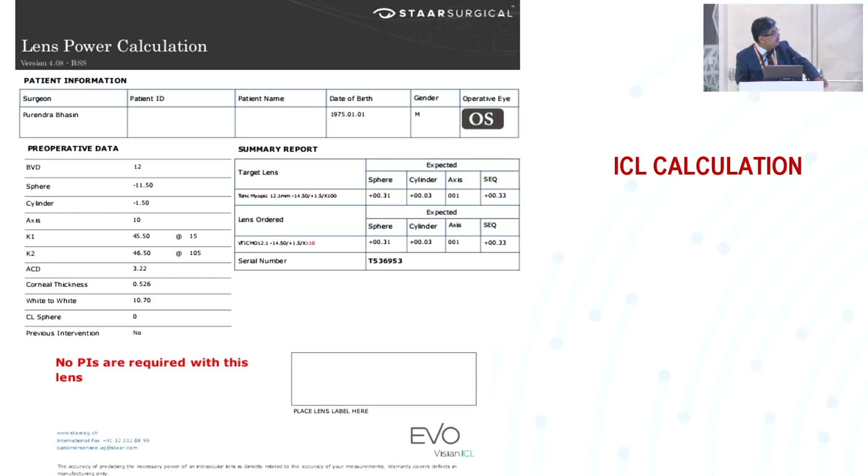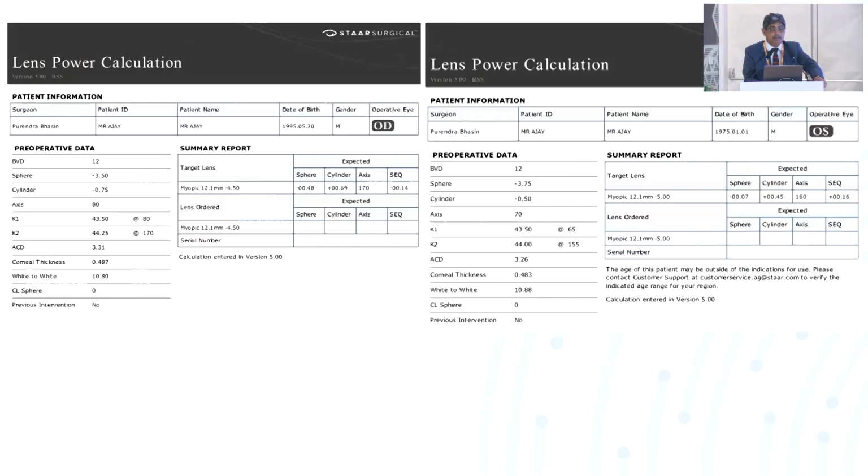And keratometry we should check. Corneal thickness is there, and white to white, whatever we have measured, is mentioned over there. And on the right side is the lens which they are recommending, and what will be the residual expected refractive error after the implantation of the lens. And we should check for the size of the lens, which is 12.1 millimeter in this particular case.